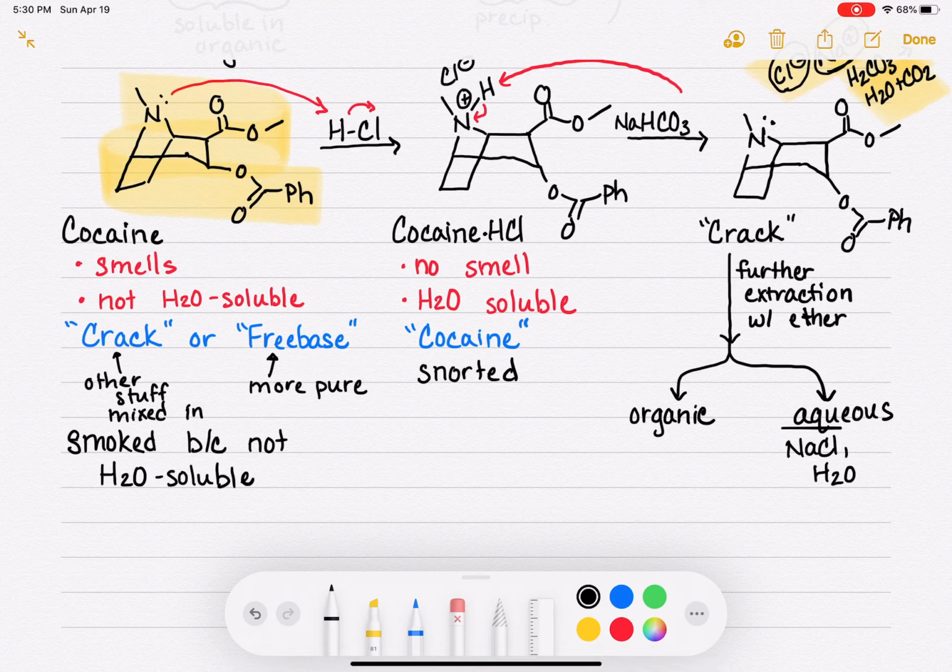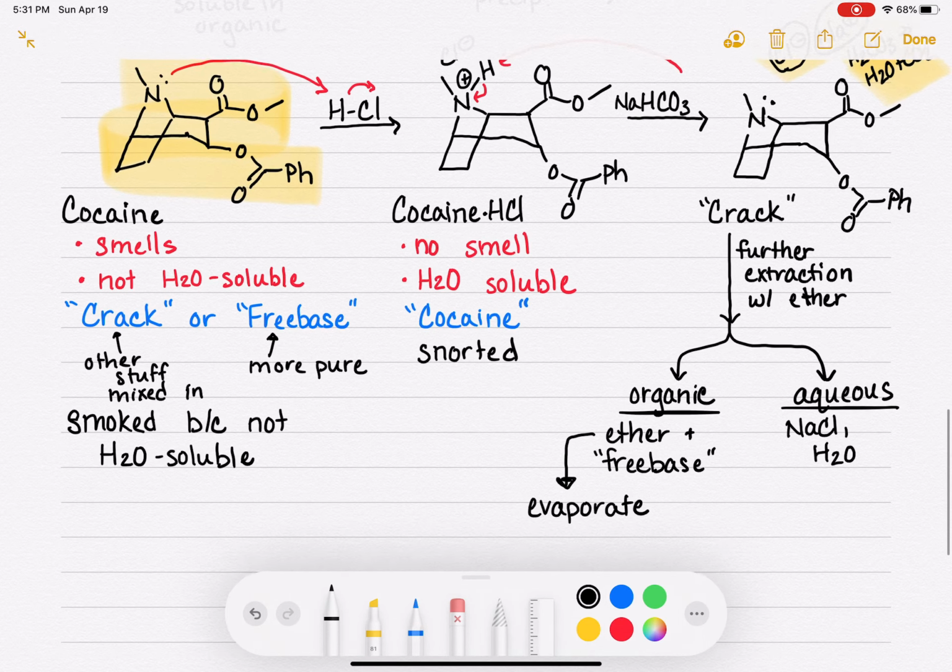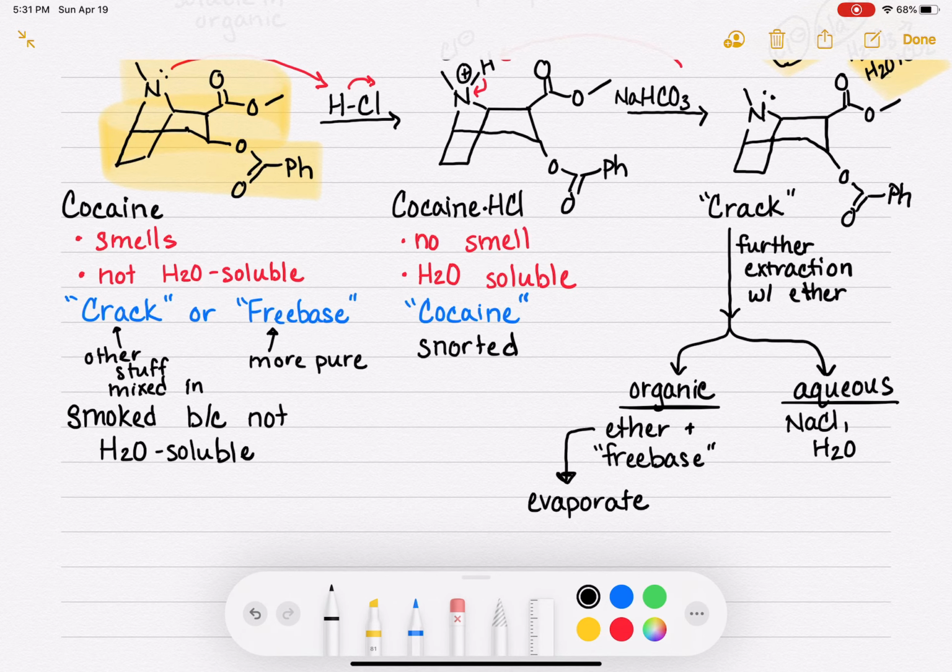Your organic layer is going to contain your pure cocaine and ether, and that pure cocaine we call free base because it has become totally pure and it's just that free base. The ether, as you know, will just evaporate. And if you can be patient and wait for all the ether to evaporate, you'll end up with this nice free base cocaine. Some people don't have the patience to wait for all the ether to evaporate, so maybe they'll wait until it looks kind of dry and then they'll start smoking it.